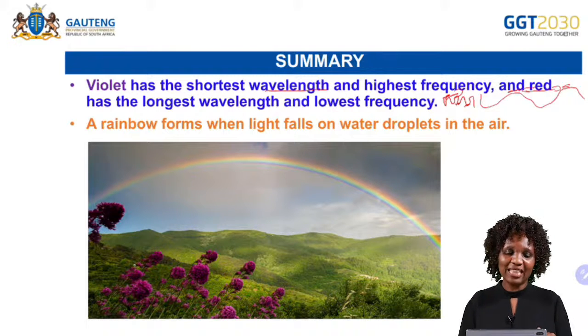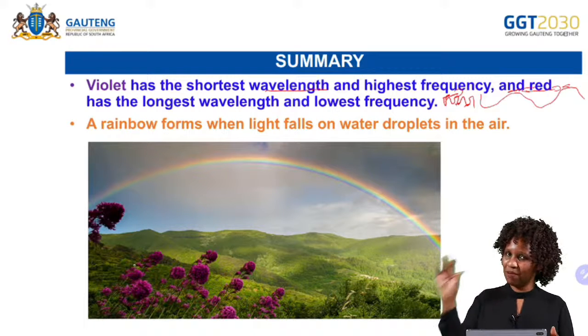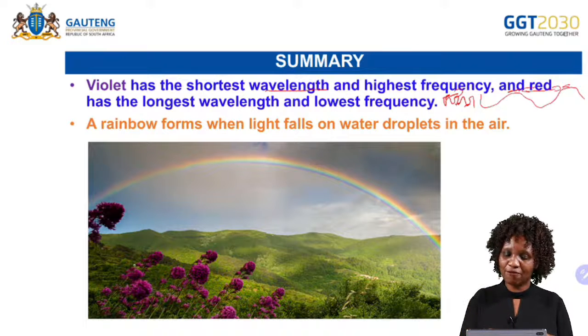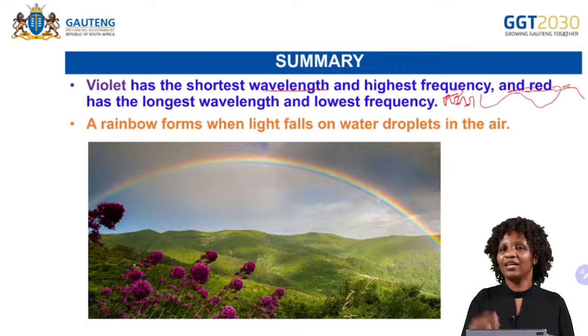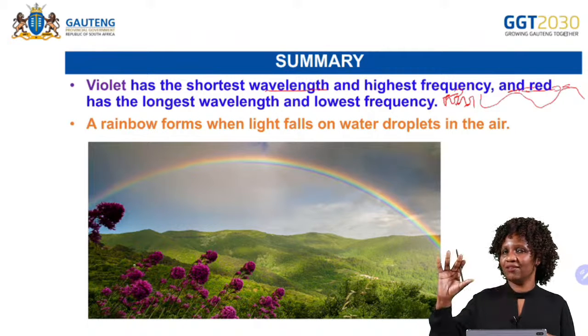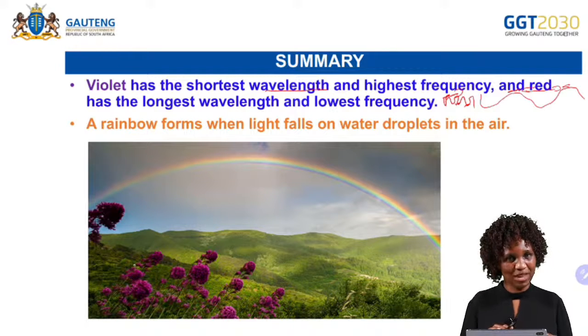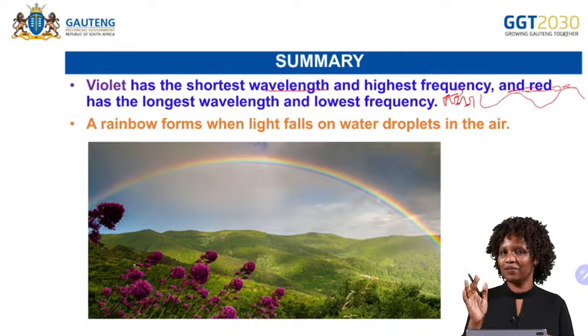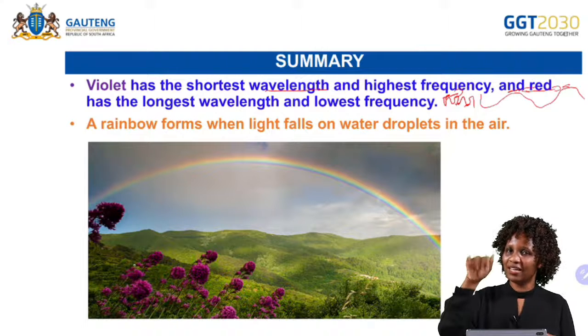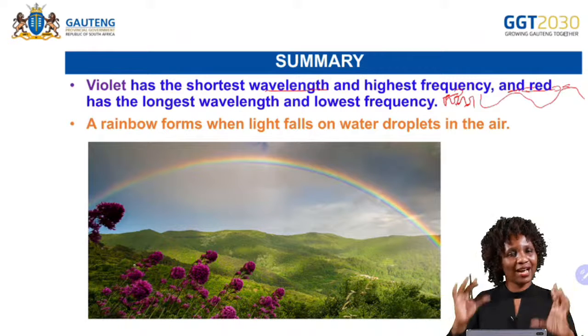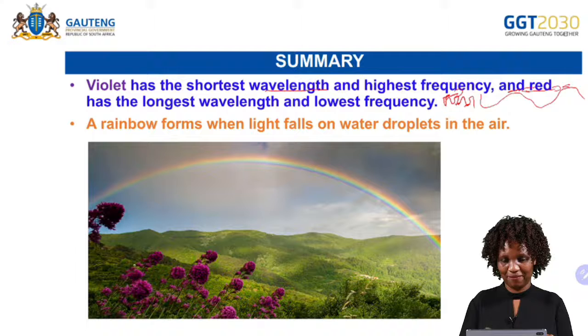All right. And then a rainbow forms when light falls on water droplets in the air. That's why we see a rainbow. Why does it form when light falls on water droplets in the air? It is going to split, all right? Remember we said light travels in straight lines. Once it hits a droplet of water, it will refract, that is, it will bend, and then it will disperse, forming the colors of the rainbow.